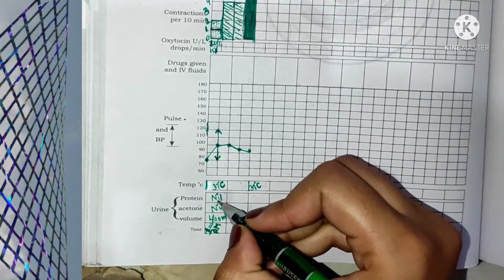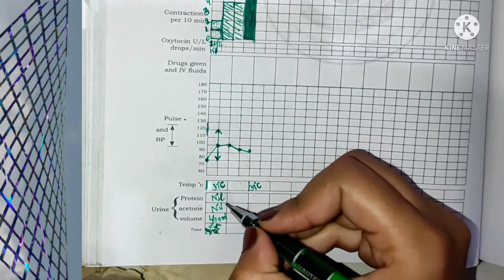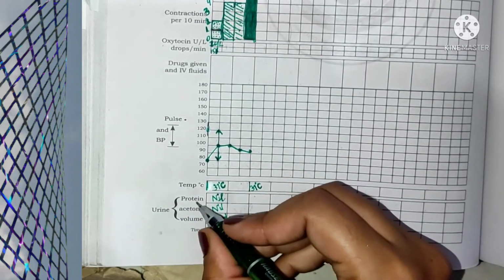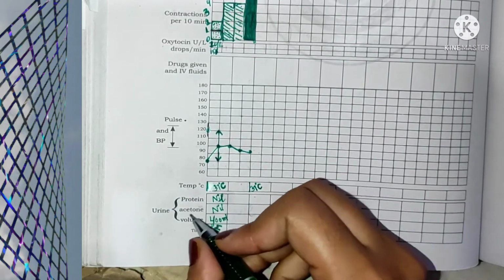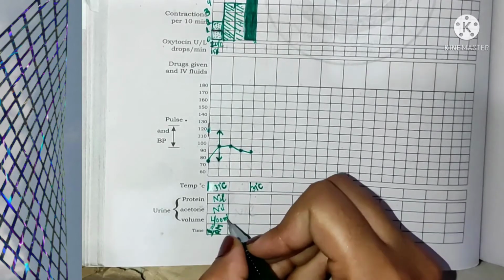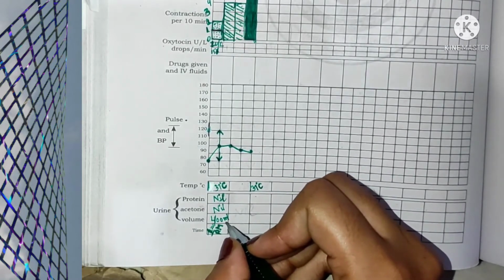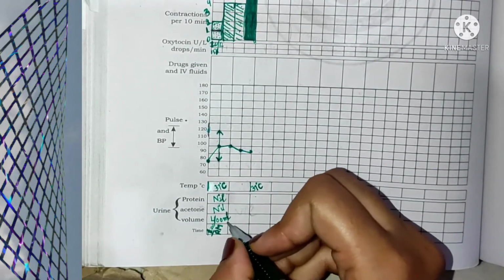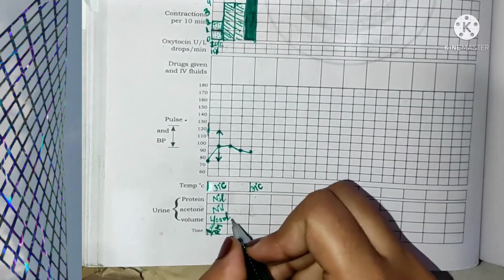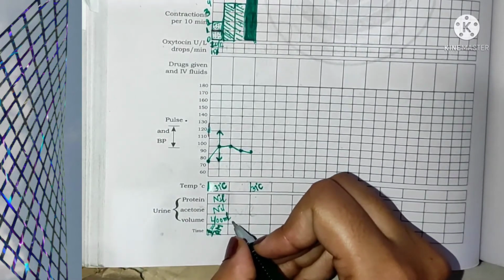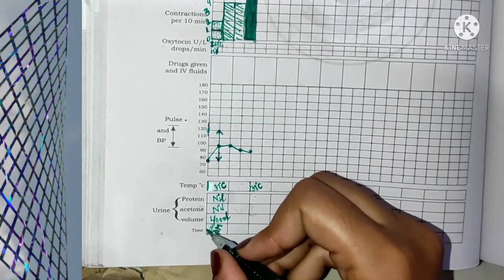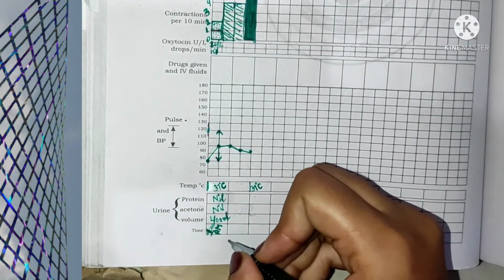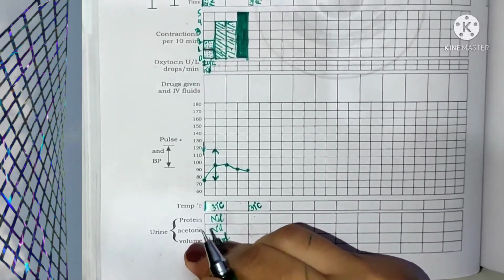Protein is usually assessed by dipstick test. So this is nil. Acetone, you are going to assess nil, and every time the woman urinates, you need to assess the amount or volume of the urine she has excreted. Okay, and this is the timing when you record it. Say it's 1 a.m. This is how we are going to document the partograph.